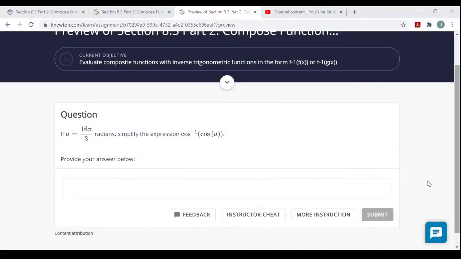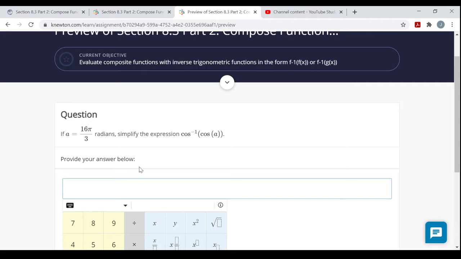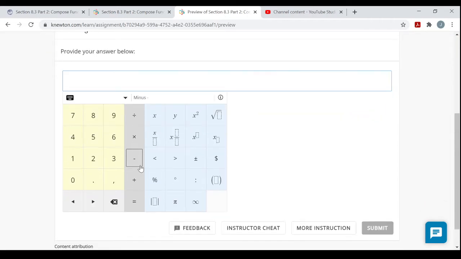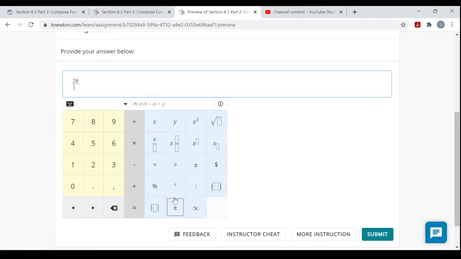So back to the assignment, provide your answer below. They don't want a decimal, all right? They just want you to enter it as is, enter it exact. So 2 pi divided by 3.